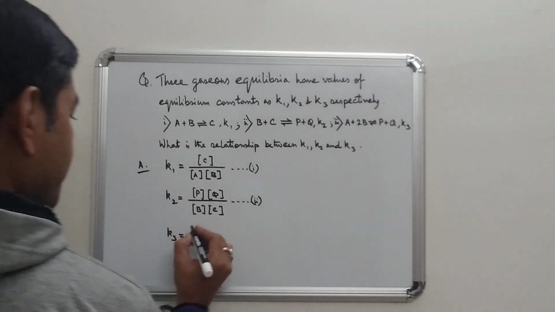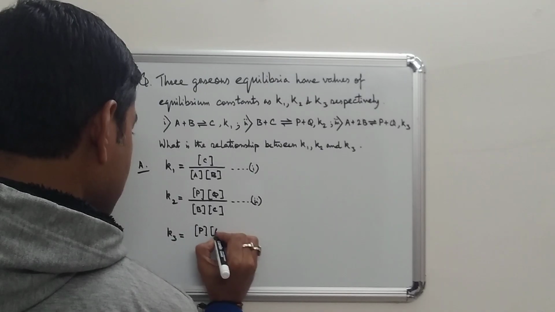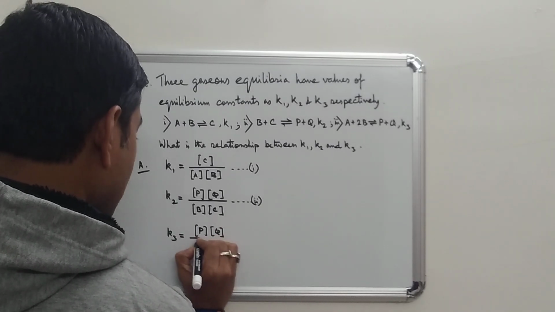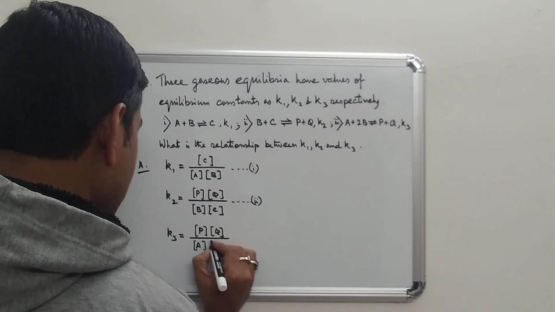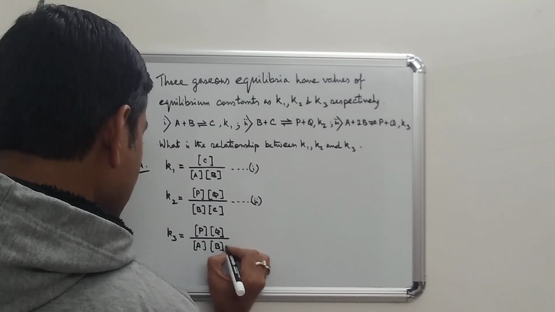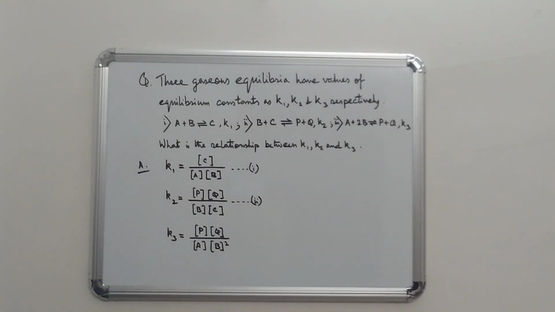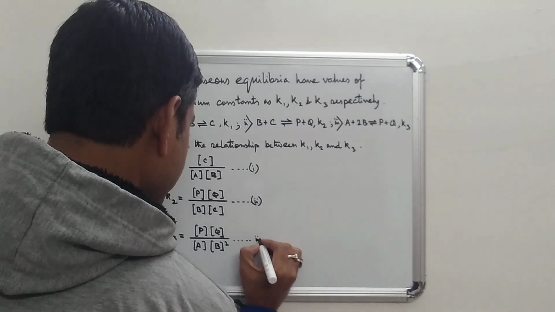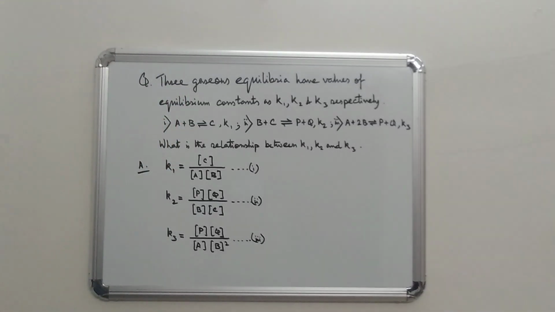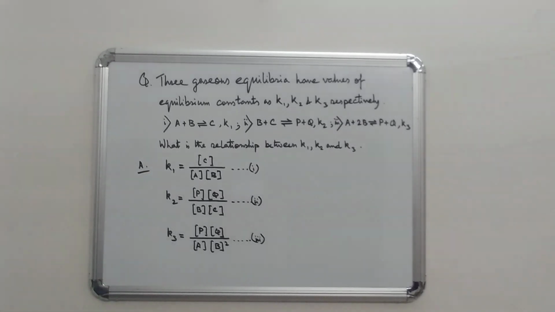And K3 is equal to the product concentrations divided by reactant concentration. Here 2 comes from the stoichiometric relationship, as we know from the definition. That is the third equation. Now we have to eliminate these terms from these three equations.